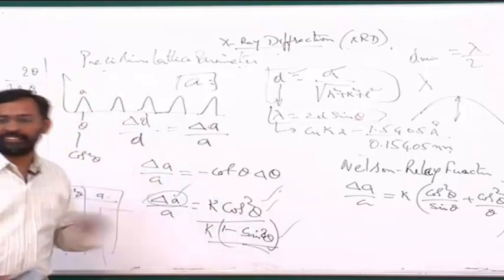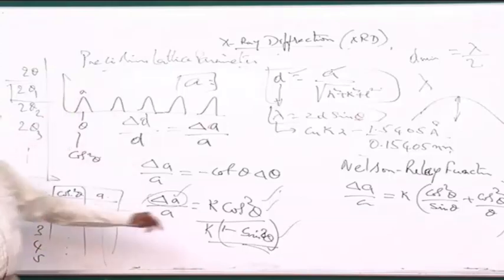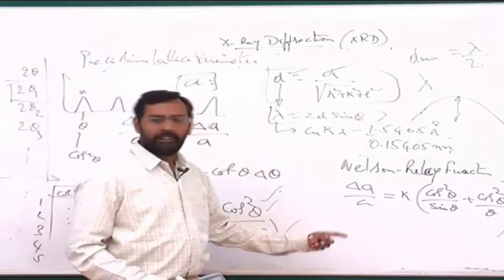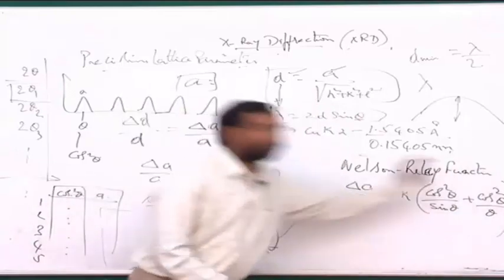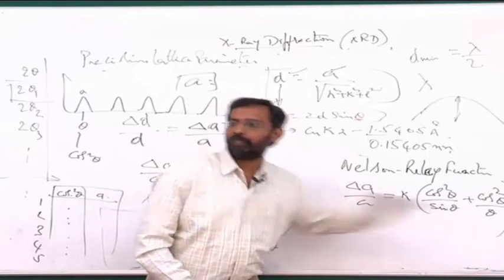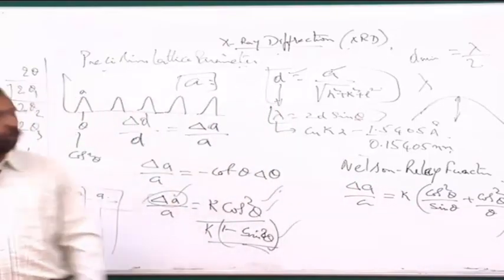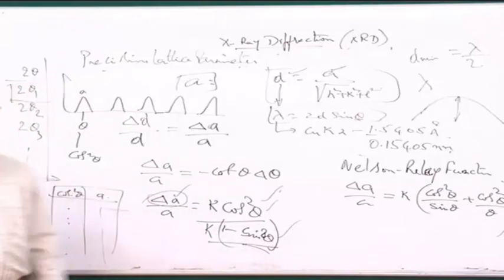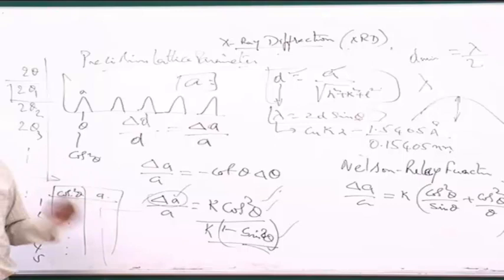So what I do, for every peak, I find out the theta. From that I find out the A, and again find out this whole function and plot the lattice parameter versus this function and see where this goes to 0, and then from that I can find out the lattice parameter. So this is how we have to get a precise lattice parameter, and then you can talk about it.